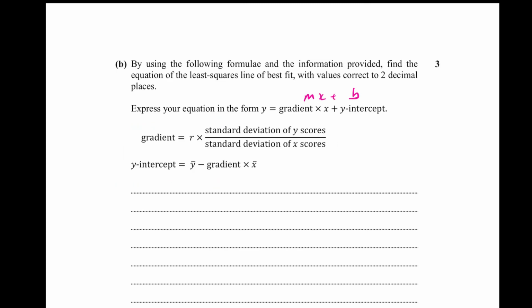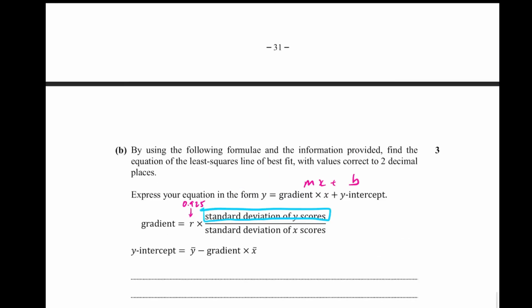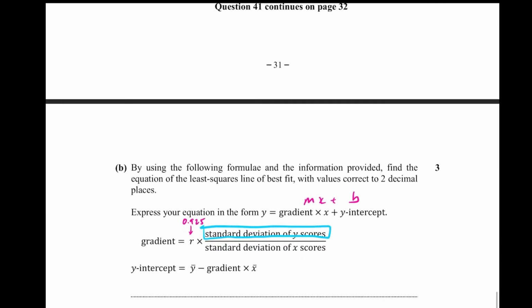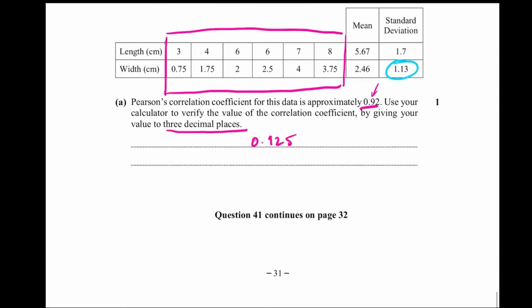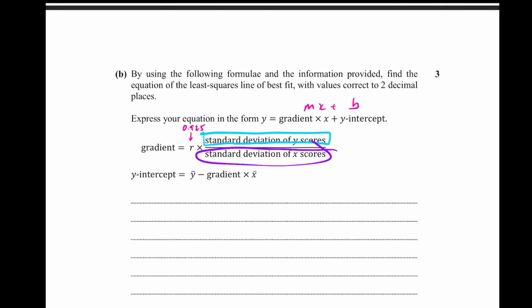So I've been told in order to determine the gradient, it's my Pearson's correlation coefficient R, which is 0.925, times by the standard deviation of my y-scores over standard deviation of x-scores. And I can get those from here. So how about I color coordinate them? This standard deviation of my y-scores is this here. And your standard deviation of your x-scores is that one there. Same thing, this one here represents your average of your y values, and this is your average of your x values. So plugging that all in, it's literally just reading off the data from the table above.